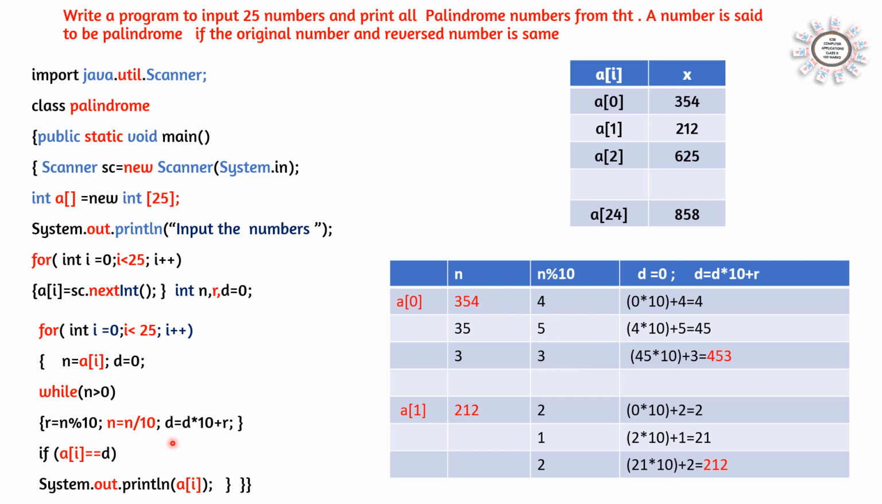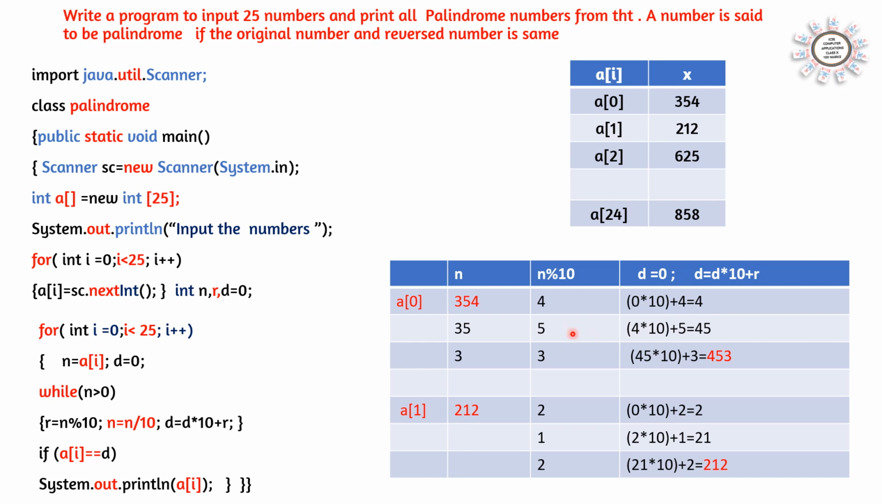And now for reversing, d is equal to d into 10 plus r. Here we can see d is 0 in the beginning. So d into 10. So 0 into 10 first time. 0 into 10 and the first remainder is 4. 0 into 10 plus 4. So d into 10. 0 into 10 plus 4. 0 into 10 is 0. 0 plus 4, 4. Now the new value of d is 4.